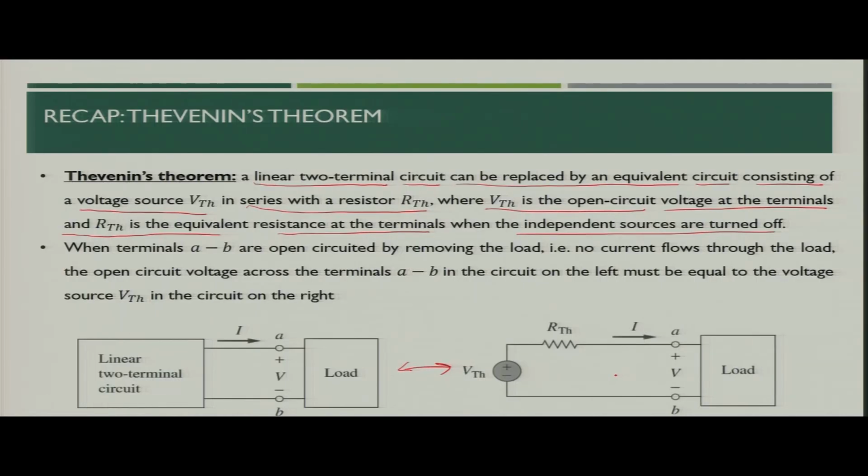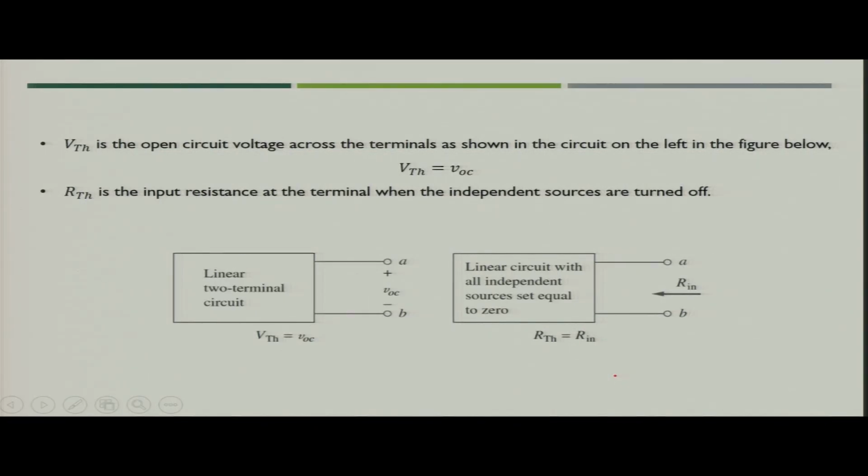So, this is what we discussed in the last class, and then we established that the Thevenin voltage is nothing but the open circuit voltage across the linear two terminal circuit, and Rth is nothing but the input resistance at the terminals when independent sources are turned off. So, if you look from this side into the terminals A and B, the equivalent resistance which you will see from here is nothing but the Thevenin resistance.